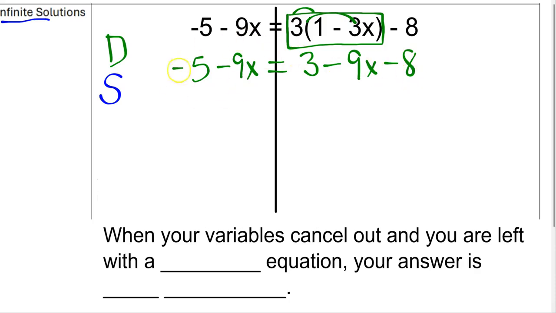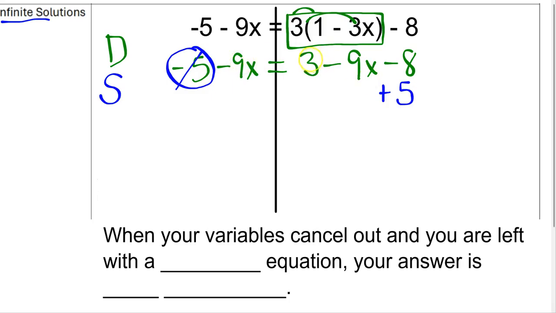So on the left side, I want the variables, and on the right side, I want the constants. So I'm going to take this -5, and I'm going to move it to the right. If I want it over here, I'm crossing the line. When I cross the line, I have to also change the sign. So instead of negative, it's positive. The -9x is going to stay over on this side.